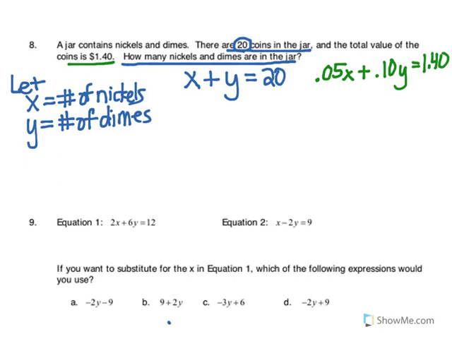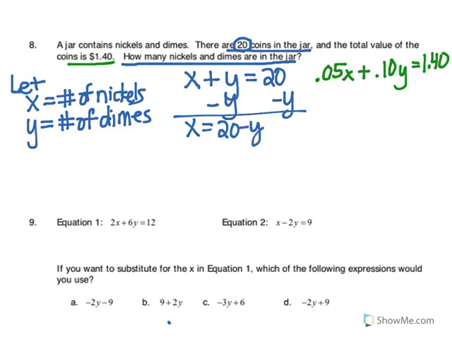So now we want to solve this and be able to use substitution. So we want to solve for either x or for y. So this time I think I'll just solve for x. You can do whatever you want. There's more than one way to solve this. But I'm going to go ahead and subtract y from both sides. And so I get x equals 20 minus y.